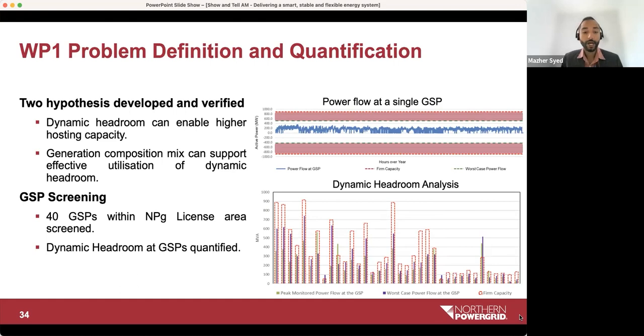In order to do this, we screened 40 GSPs within the NPG license area, and we quantified the dynamic headroom at each of these GSPs. We relied upon publicly available data to undertake our analysis from 2019 and 2022. Just a snapshot of this analysis is presented in the right-hand bottom corner graph. If you can go to the next slide, please.